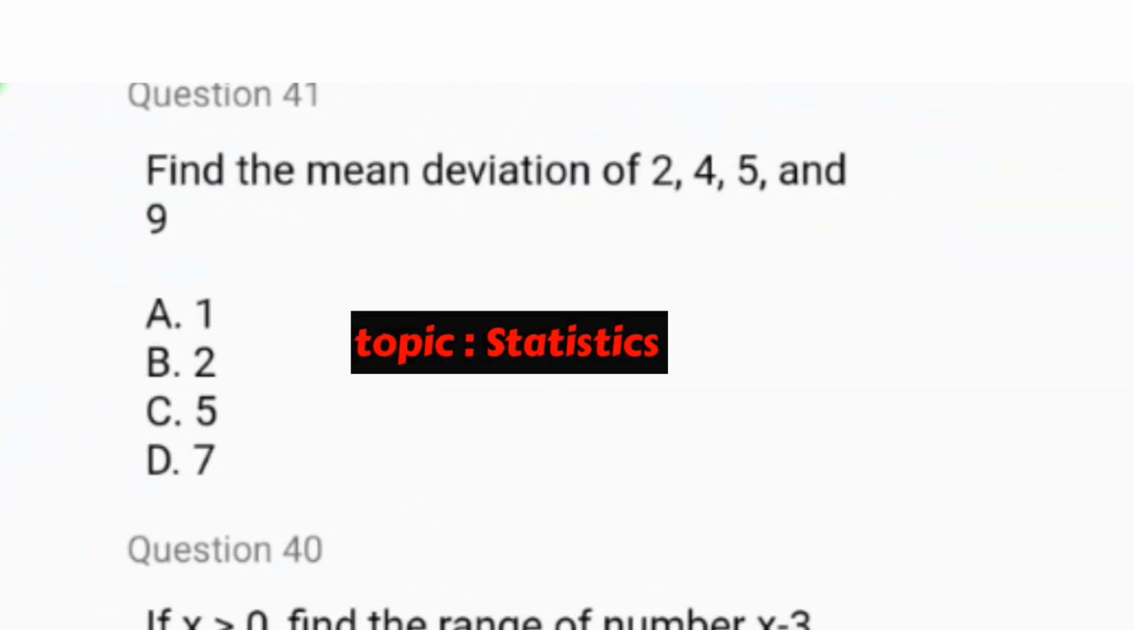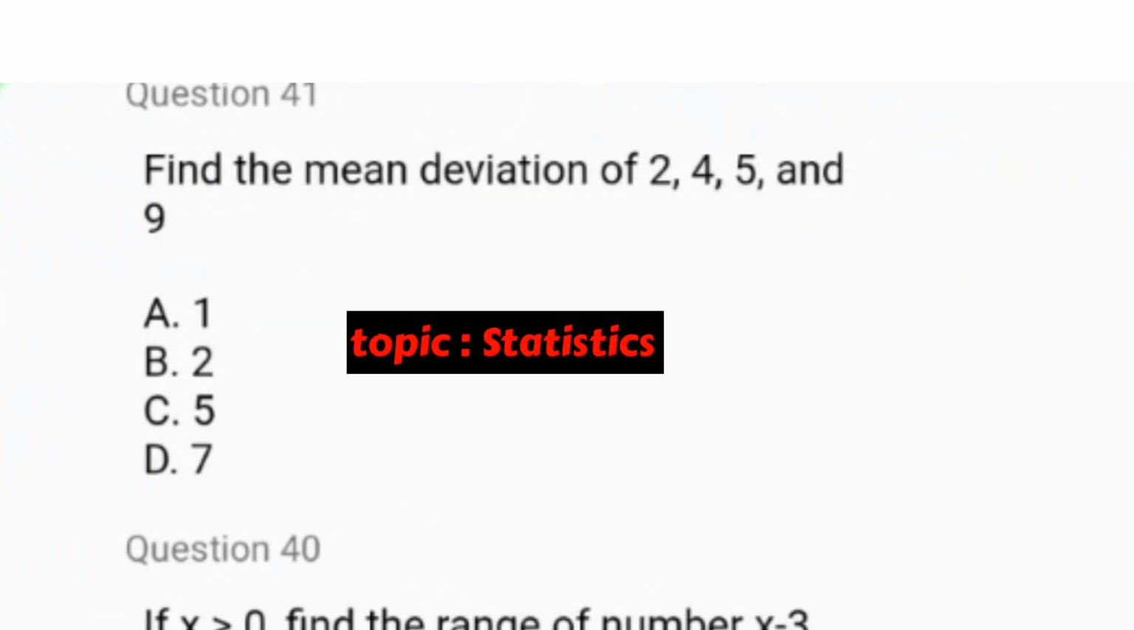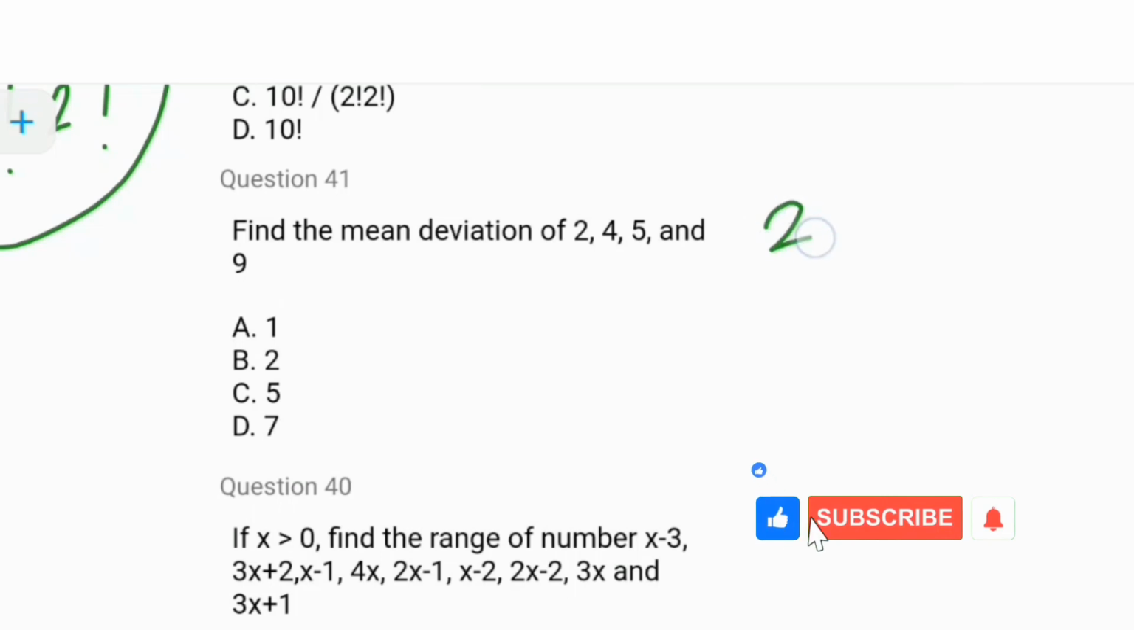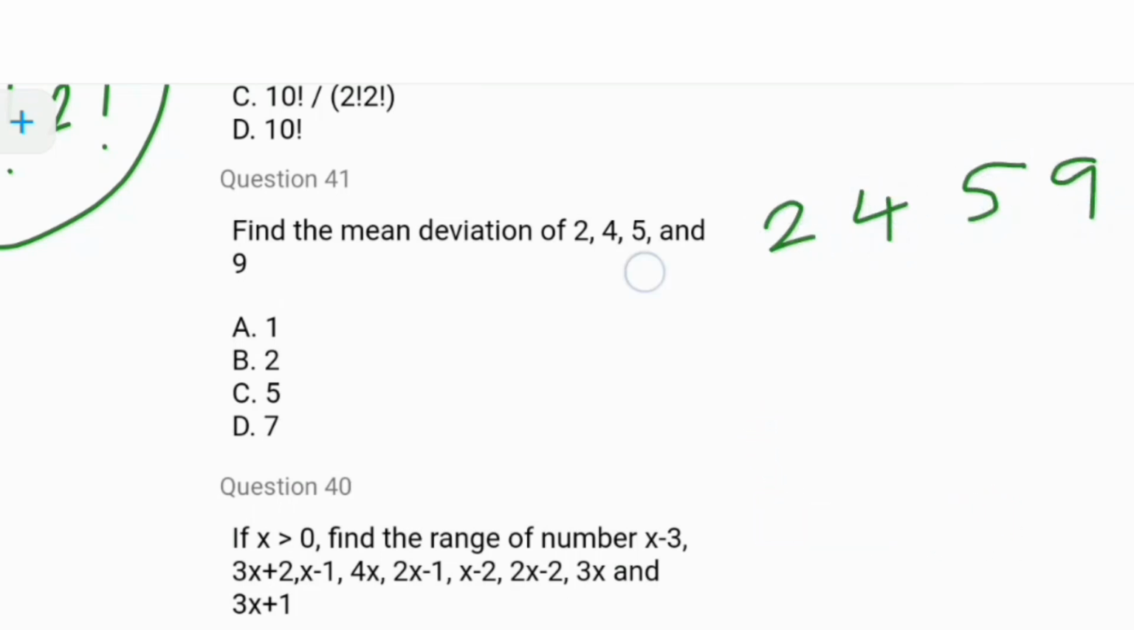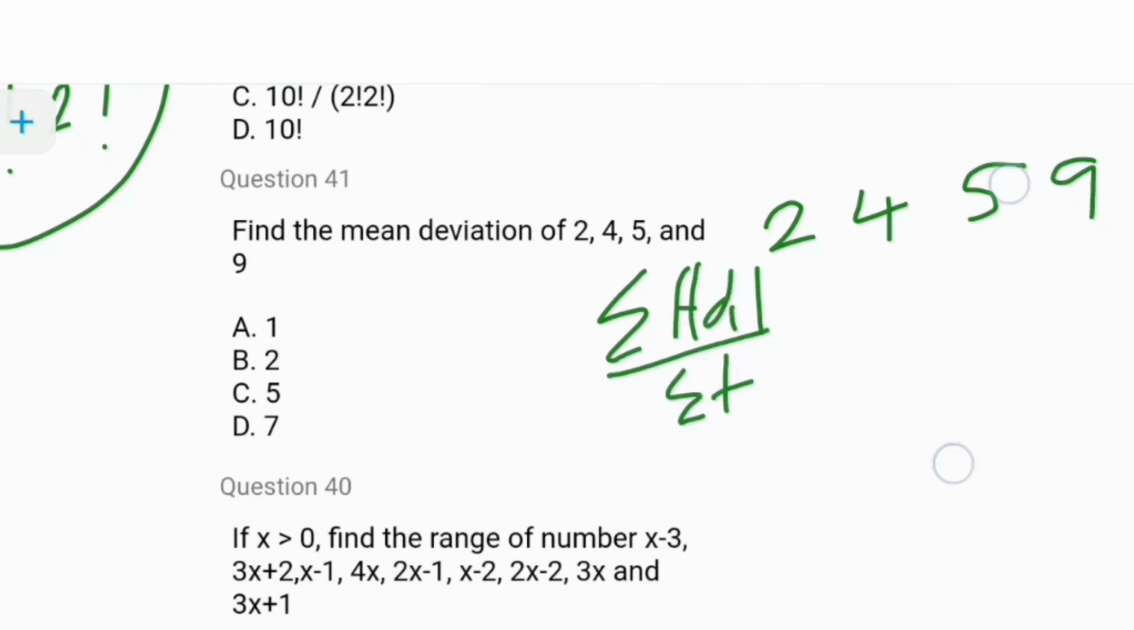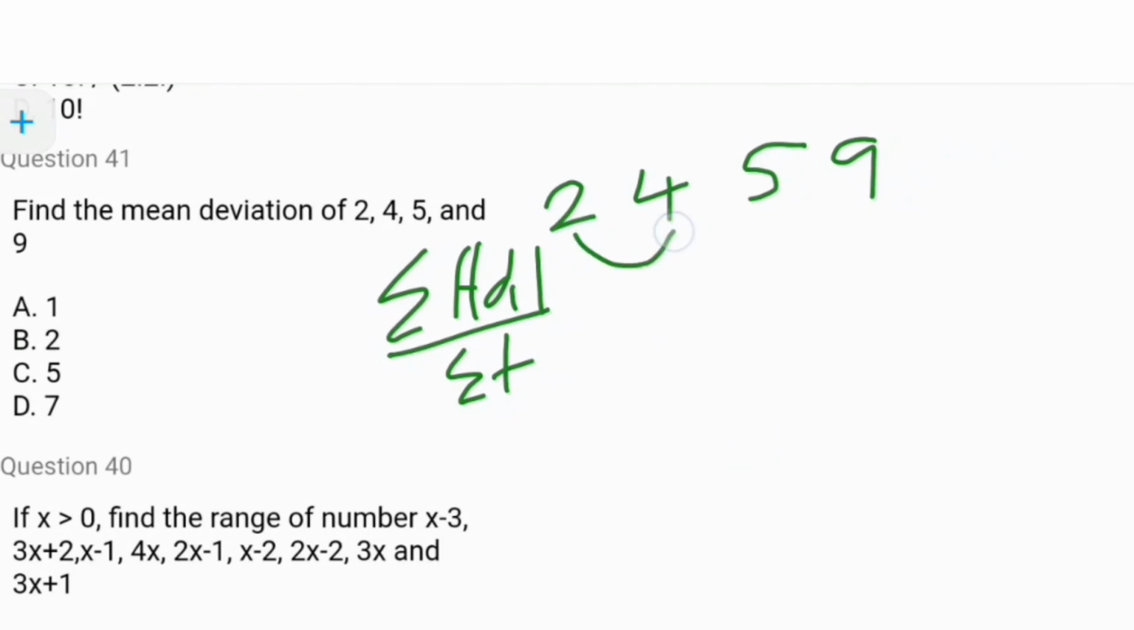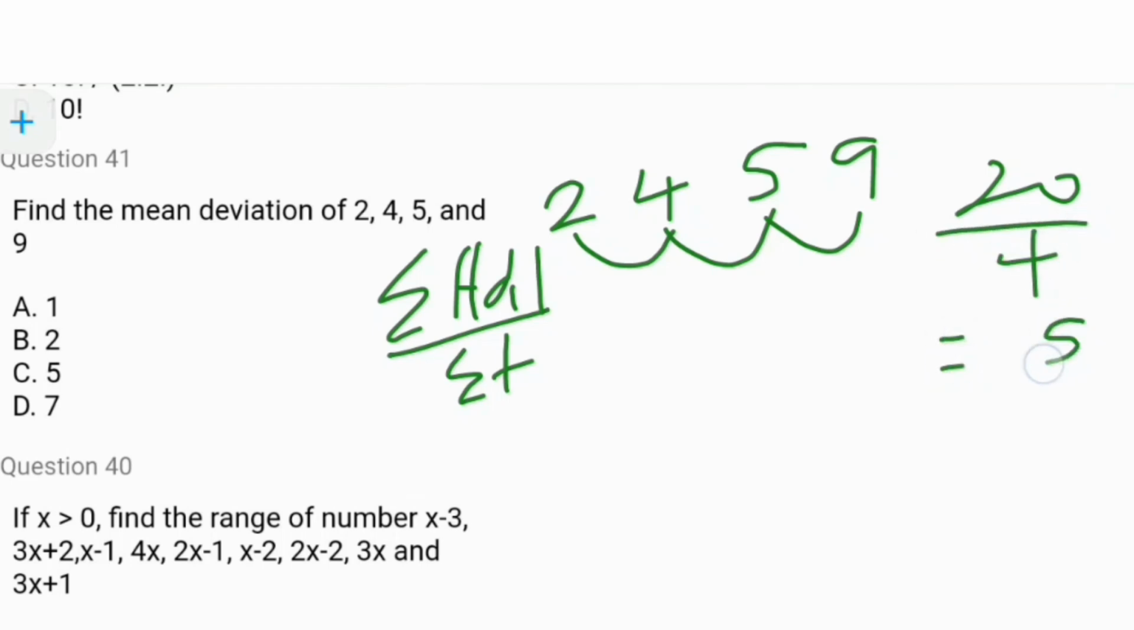So for this next one, you have to find the mean deviation of 2, 4, 5, 9. So you have 2, 4, 5, and 9. Mean deviation is summation FD over summation F. You need to add the numbers first and find the mean. So 2 plus 4 will give you 6. 6 plus 5 will give you 11. 11 plus 9 will give you 20. There are 4 numbers here: 1, 2, 3, 4. So we divide 20 by 4 to get the mean. That will give you 5. So the mean is 5.